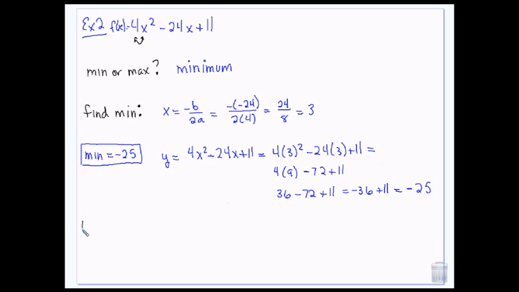And then domain and range. The domain is always the same. All real numbers. And then your range, because I have a minimum, it's going to be y is greater than or equal to the minimum. So if I had a maximum, it's less than or equal to. If you have a minimum, it's greater than or equal to.